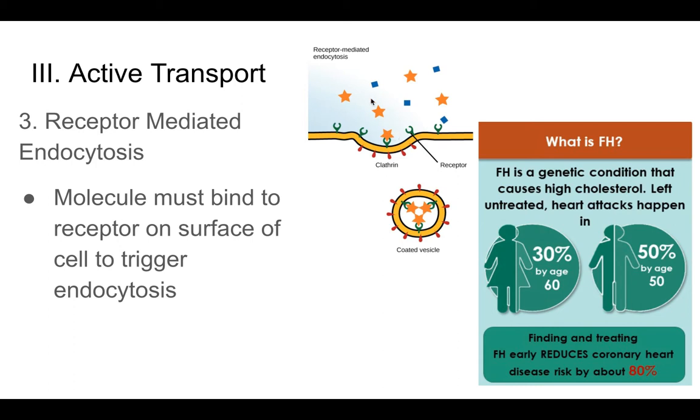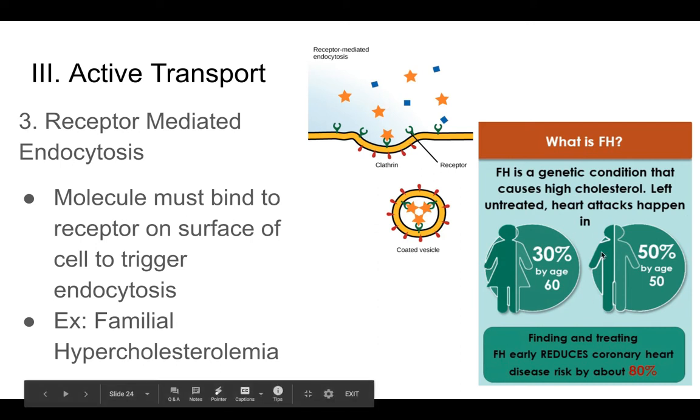Here you're looking for the correct molecule, which in this model is the star, binds to the receptor. And once that binds, the process of endocytosis is triggered, the membrane creates a vesicle, and in comes the whatever particular molecule that is. There's a really good example of this process of receptor-mediated endocytosis with a condition called familial hypercholesteremia. And so over here's a tiny little infographic to get us started.